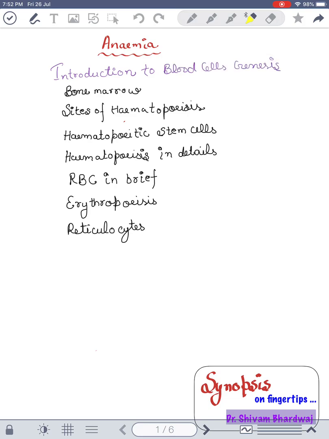In this lecture, we'll be highlighting a little about the bone marrow, the different sites of hematopoiesis, and hematopoietic stem cells. We'll discuss hematopoiesis in detail. We'll discuss RBC very briefly, and then how they are formed inside the bone marrow. And then we'll discuss reticulocytes: what is the reticulocyte index, what is the reticulocyte count, and how reticulocytes are important for us. So everything we'll be discussing here.